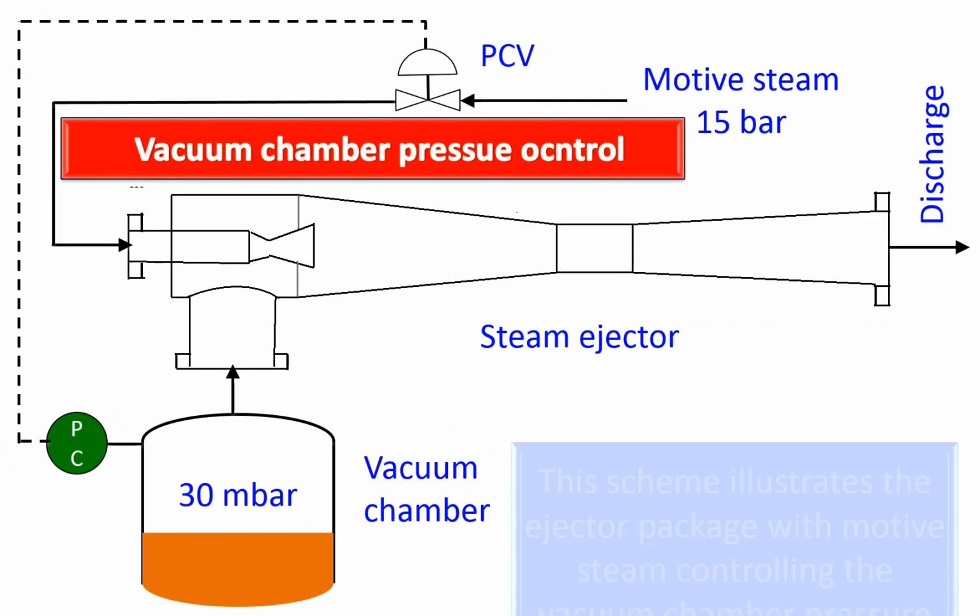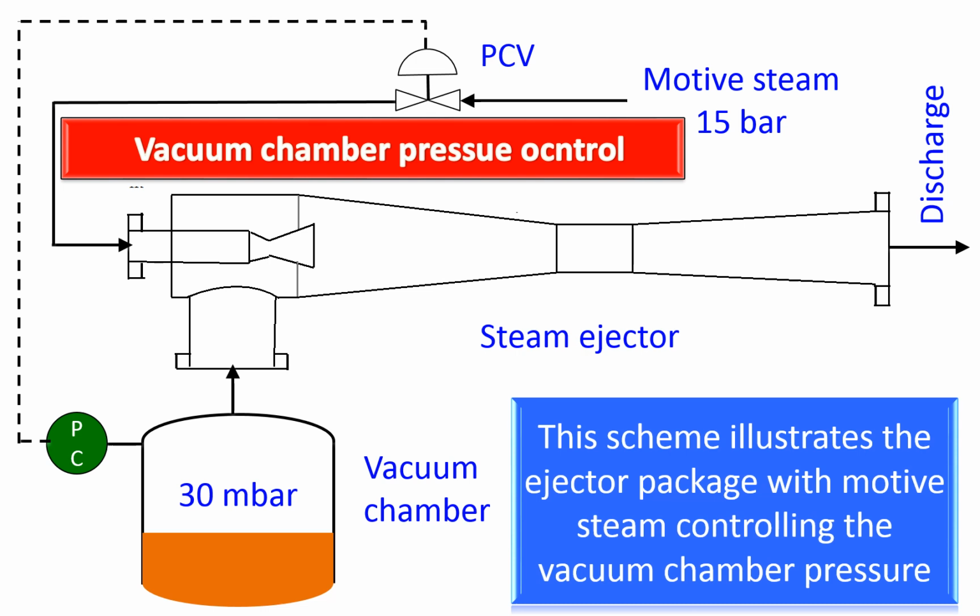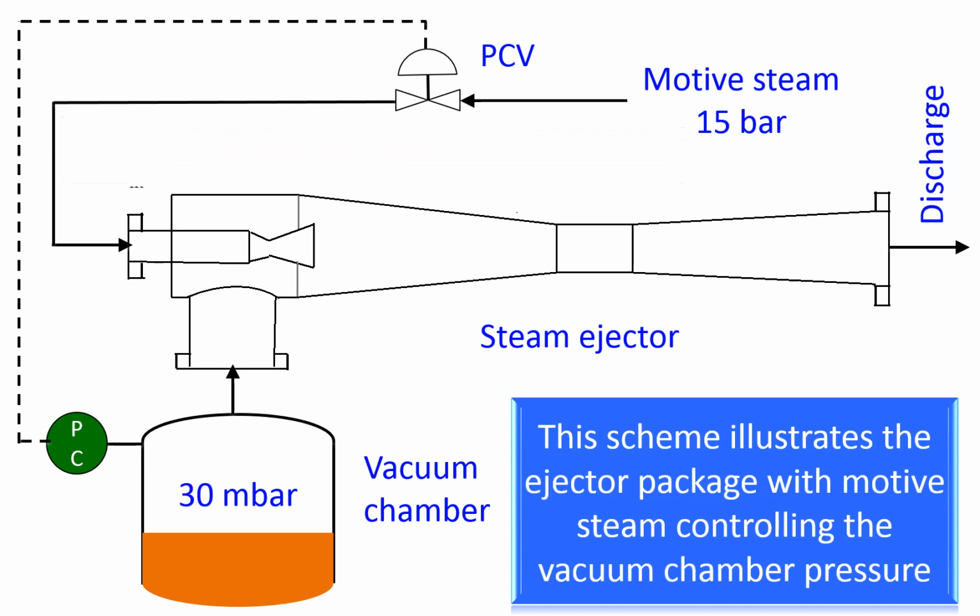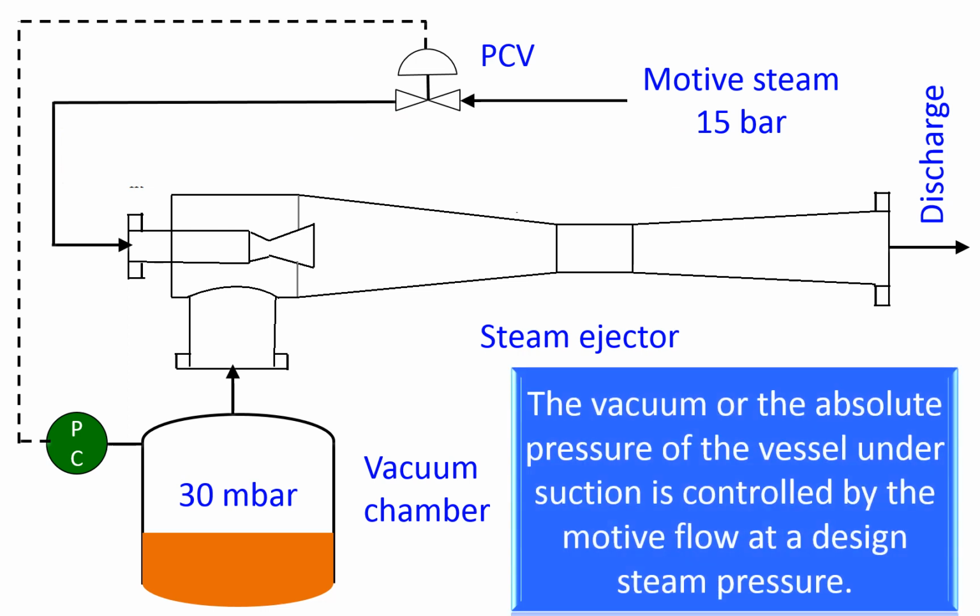This scheme illustrates the ejector package with motive steam controlling the vacuum chamber pressure. The vacuum or the absolute pressure of the vessel under suction is controlled by motive flow at the design steam pressure.